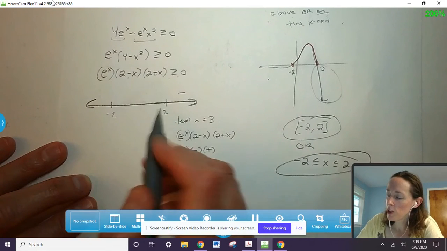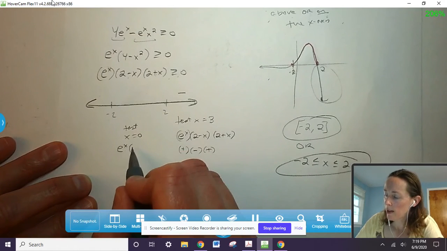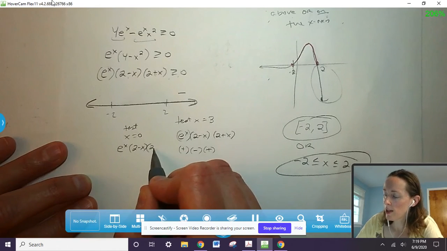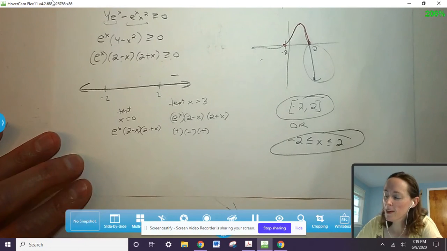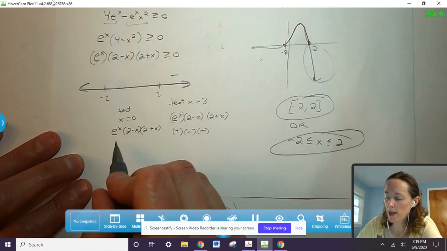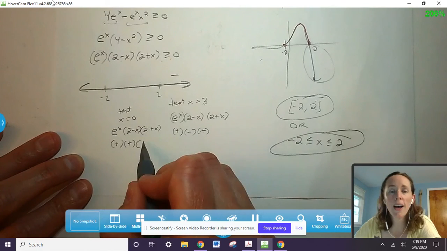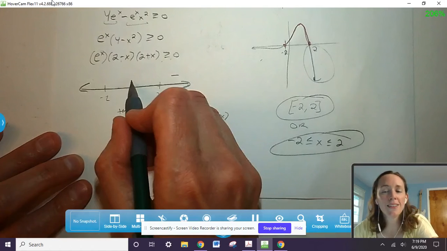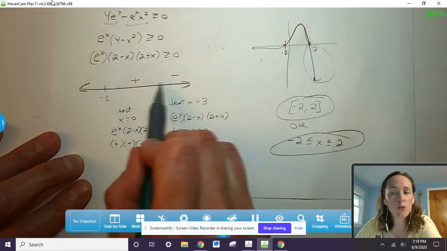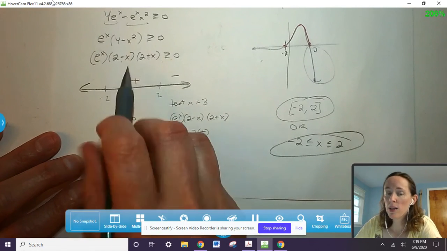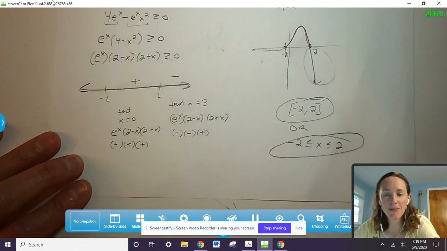Between -2 and 2, you can test 0, you can test 1, you can test -1, whatever makes you happy. Anything between -2 and 2. And if we plug in 0, we don't care about the numerical value, we just need to know positive or negative. E to the 0 is 1, that's positive. Plugging in 0 here gives us 2, which is positive. Plugging in 0 here gives us a positive. Positive times a positive times a positive is a positive. So between -2 and 2, that test point represented all the x's between -2 and 2. This inequality would be greater than 0, which is why the function is above the x-axis in that region.